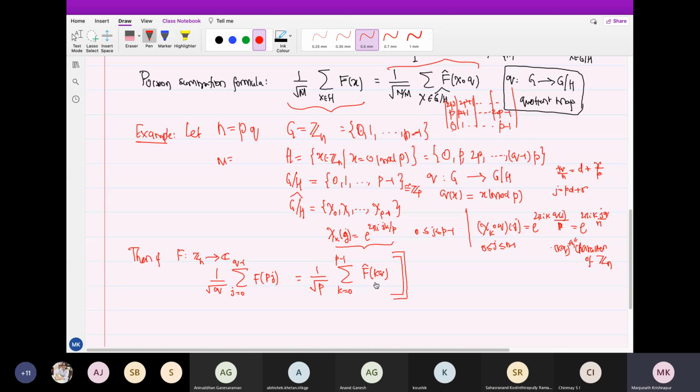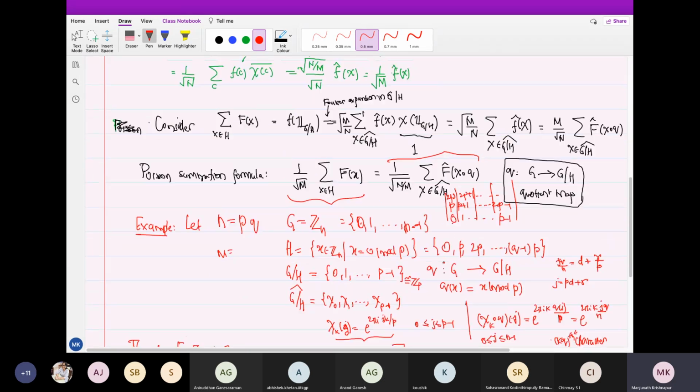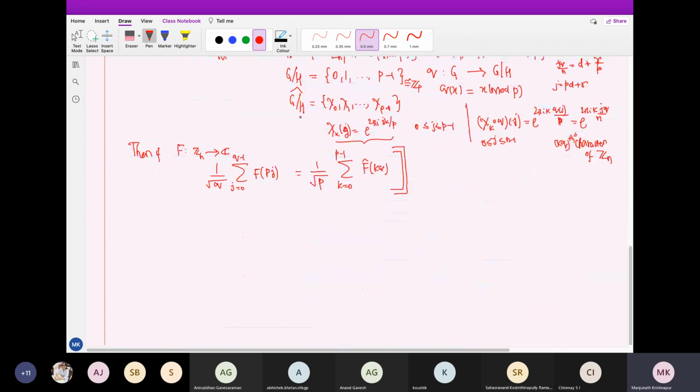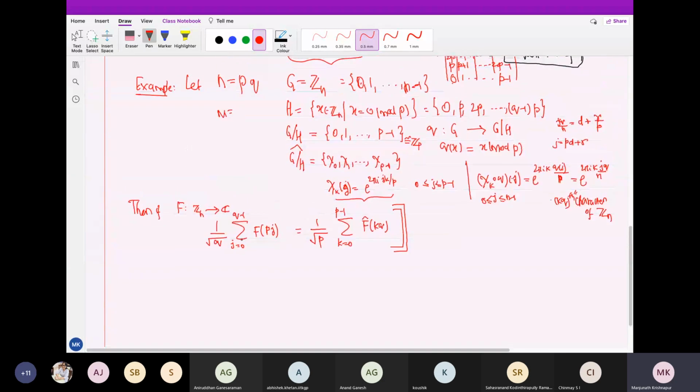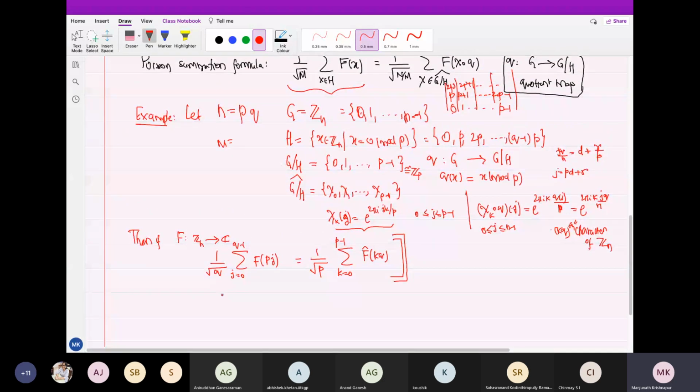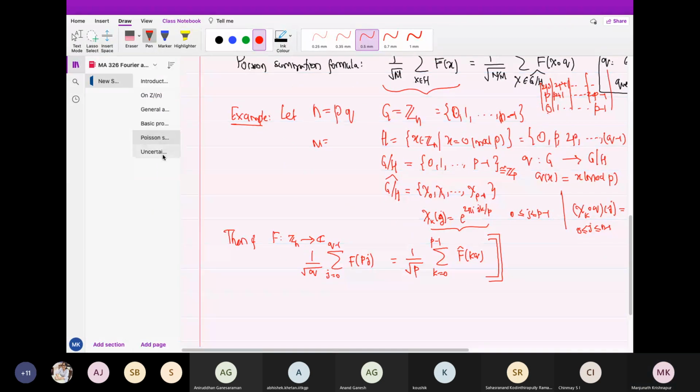Okay. Any questions here? Okay. If not, then I will proceed. So this is the Poisson summation formula. I would like to definitely find an application for it in this form and give you, but I don't know. I have to look up. Okay. But if not, then I move to another topic.